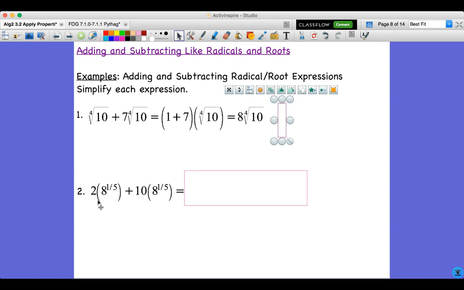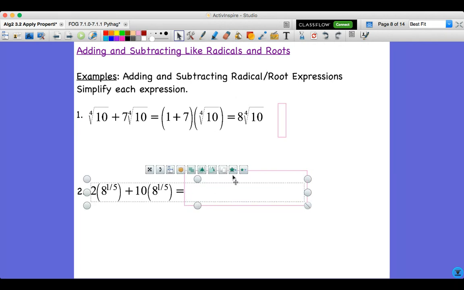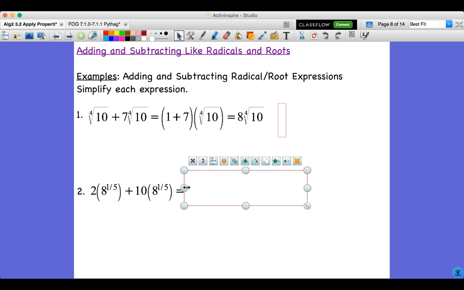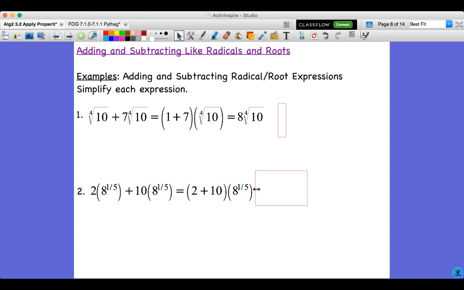So we have 2 times 8 to the 1/5 power plus 10 times 8 to the 1/5 power. So if we look at what we're going to combine, the 2 plus 10 and then multiply 8 to the 1/5 power. And that gives you 12 times 8 to the 1/5 power.